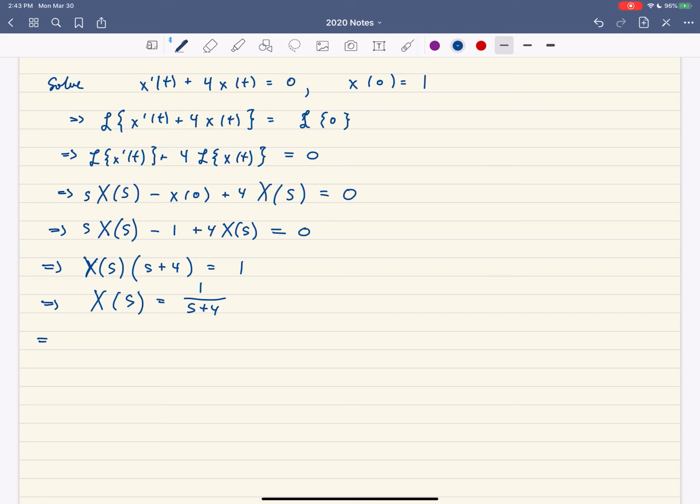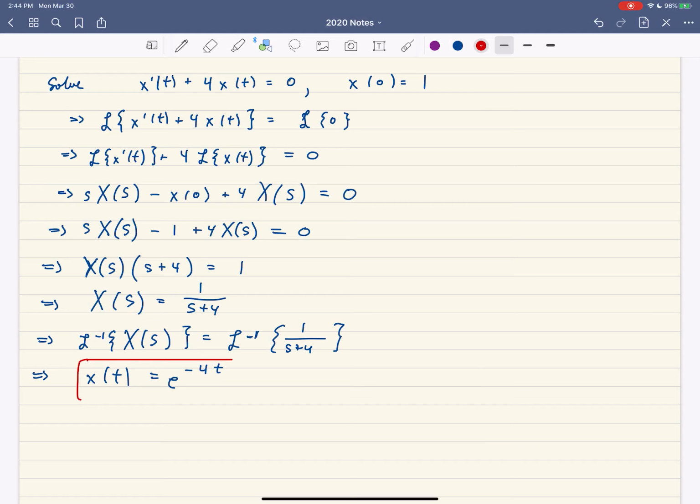And so our final step is to take the inverse Laplace transform of both sides. If we take the inverse Laplace transform of both sides, we're going to end up with, let's see, the inverse Laplace transform of the Laplace transform capital X is little x. And the inverse Laplace transform of 1 over s plus 4 is going to be e to the minus 4t. And so this is our solution to the differential equation. X of t is e to the negative 4t. Okay, that's our solution there.